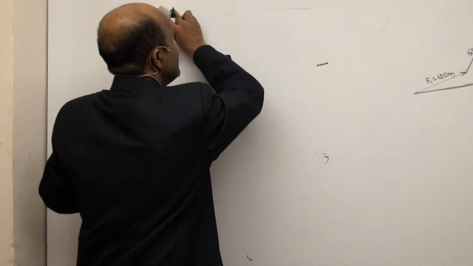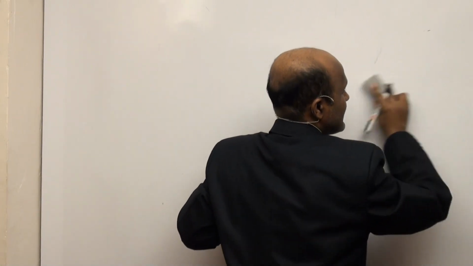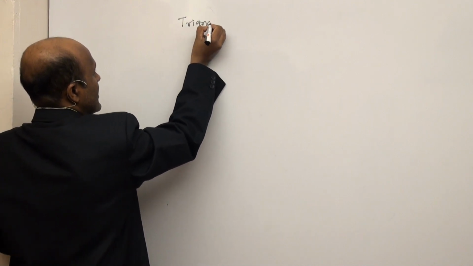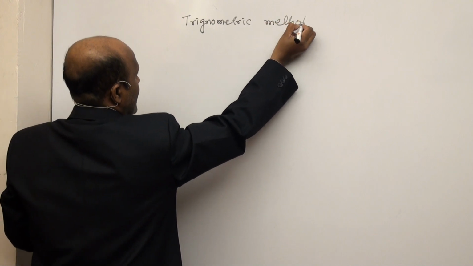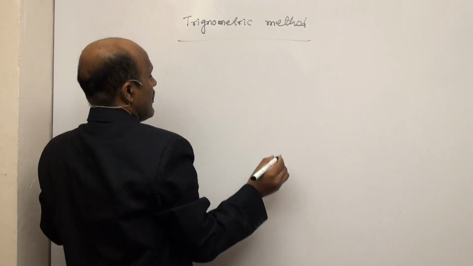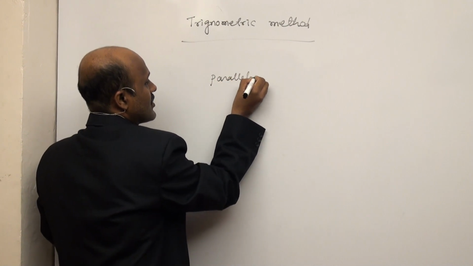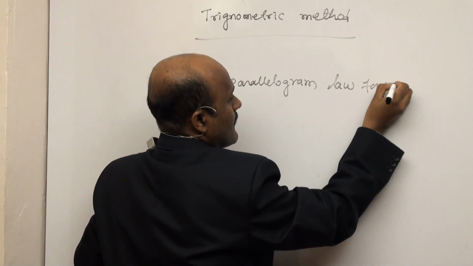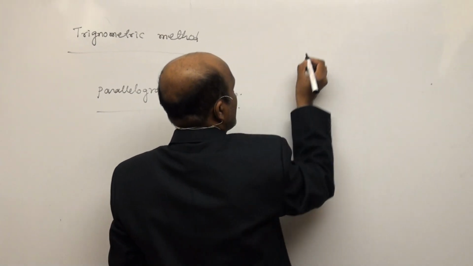Now this is a graphical method. Next one is the trigonometric method. Under this trigonometric method, to find the resultant of coplanar concurrent forces, there is another method. So that is the trigonometric method. Under this is the parallelogram law of forces. So I am taking, there are two forces acting here.